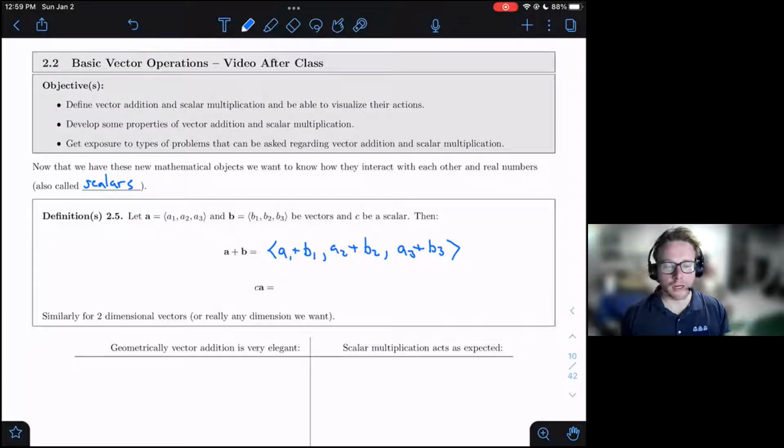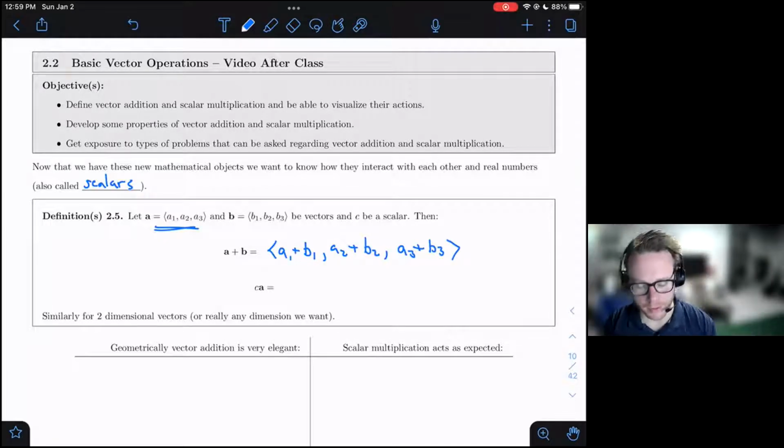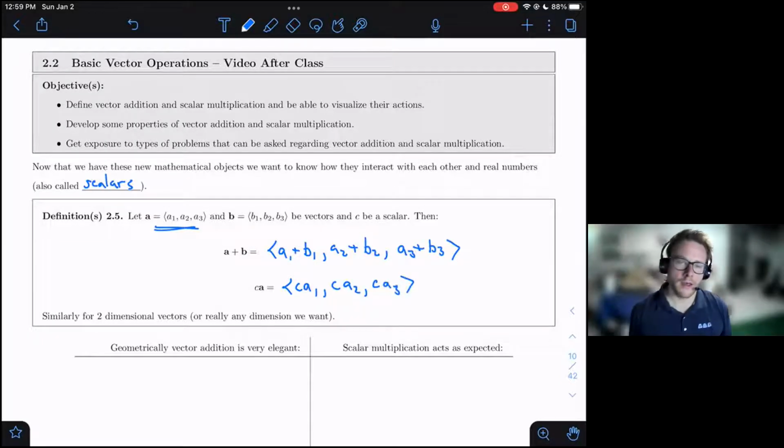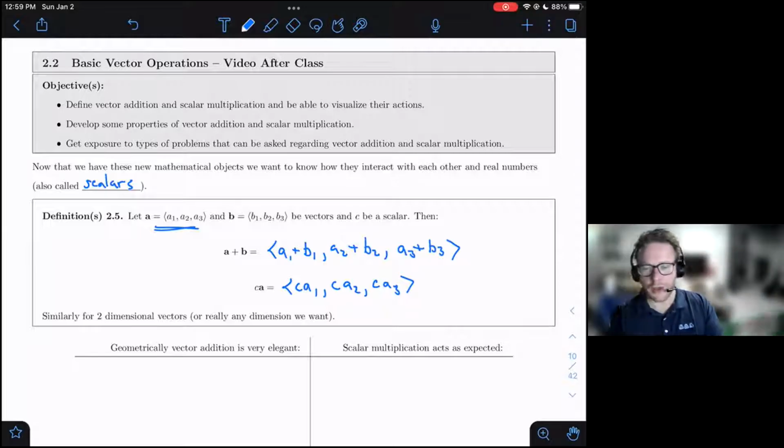When you have scalar multiplication, think of this as something like 2 or 3 or 5, some scalar times a vector, which again has components. Again, you would probably guess what you're going to do here. We're going to distribute to each component, so we're going to do C times A1, C times A2, and C times A3. This is for 3 dimensions, but you can do it similarly for 2 dimensions or 4 or 5 or however many dimensions you want. This all works just the same.